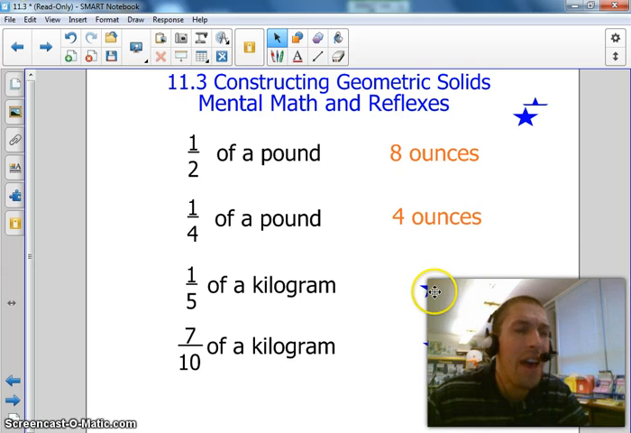What's 1/5 of a kilogram? Well, a kilogram is 1,000 grams. What's 1,000 cut into 5 parts? 200. And 1,000 cut into 10 parts is 100. 100 times 7 would give you 700.